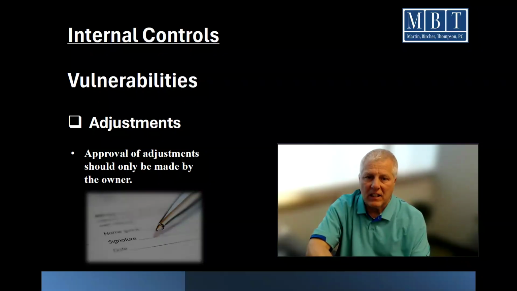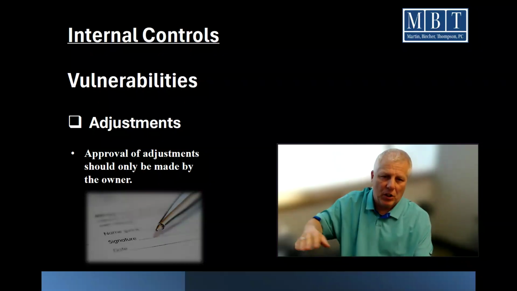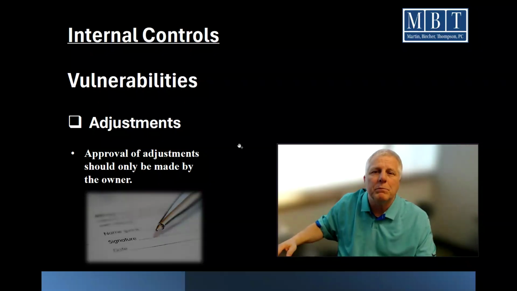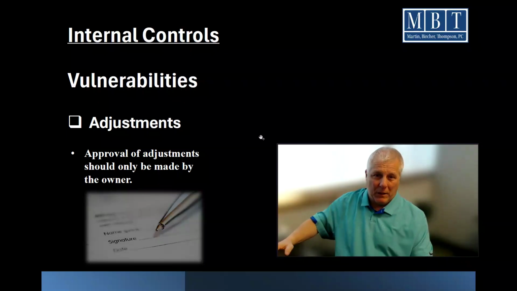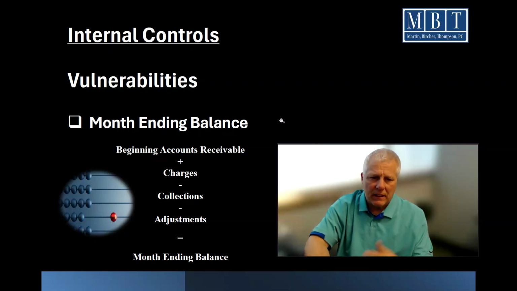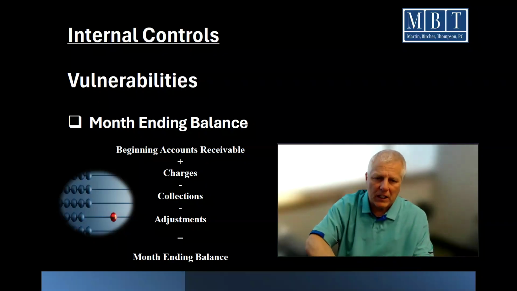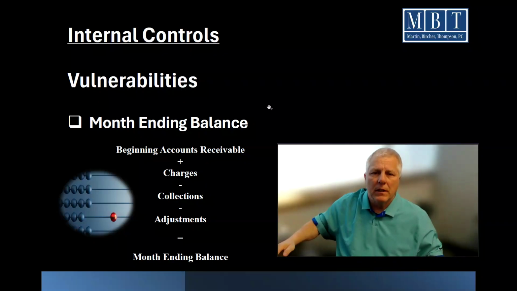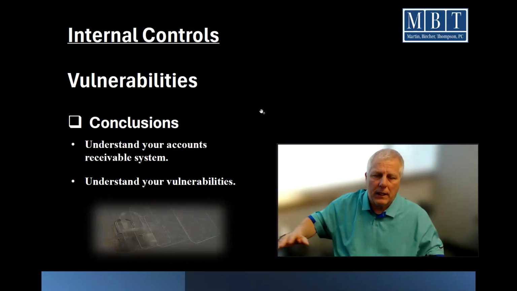But the big things like professional discounts, cash discounts, senior discounts, all those should be looked at and approved by you, because that's one of the number one ways of pocketing money and then just writing it off as an adjustment. Month-ending balance, again, it should be a culmination of you start with your beginning, you add your charges, you take away your collections, you take away your adjustments, you have a month-ending balance.